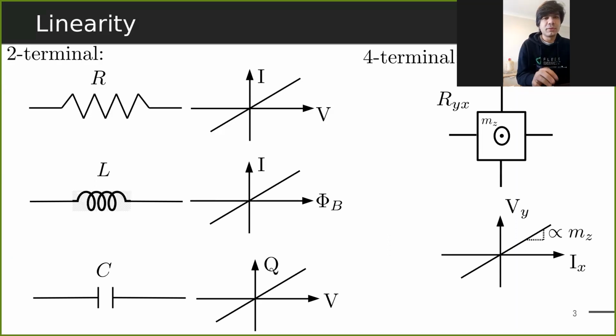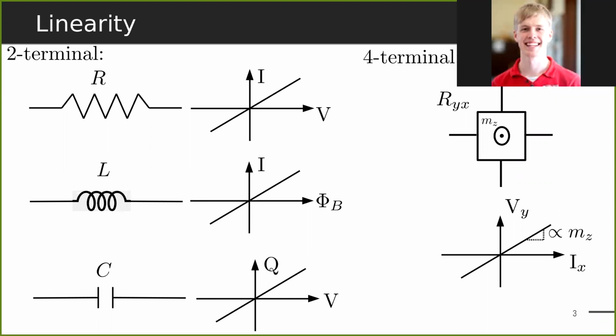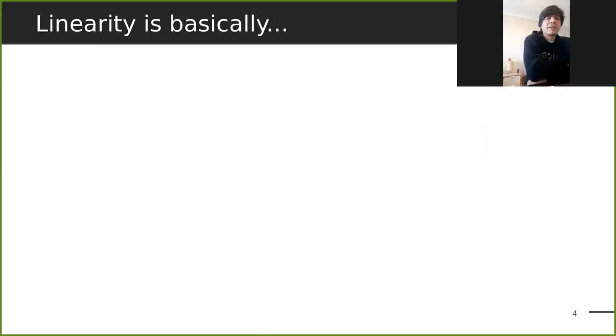You can also have multi-terminal linear devices. I conjured a quantum anomalous Hall device here, and this creates a transverse voltage when we apply, say, a current in the X direction, and the proportionality constant contains the magnetization or the sign of it. In some cases there's saturation and nonlinear behavior, but for the time being, this illustrates that you can have arbitrary-terminal linear devices which establish linear relationships between terminal voltages, currents, charges, and fluxes.